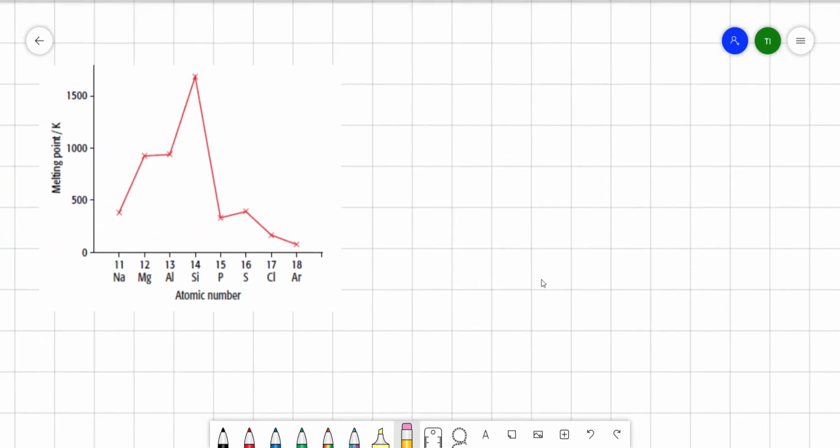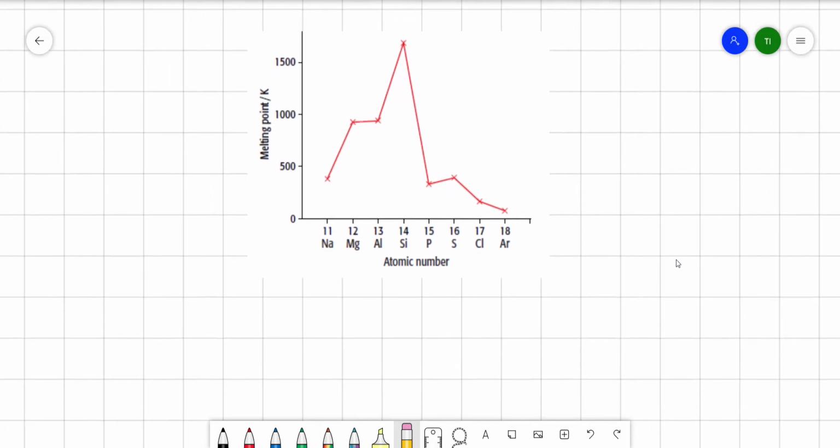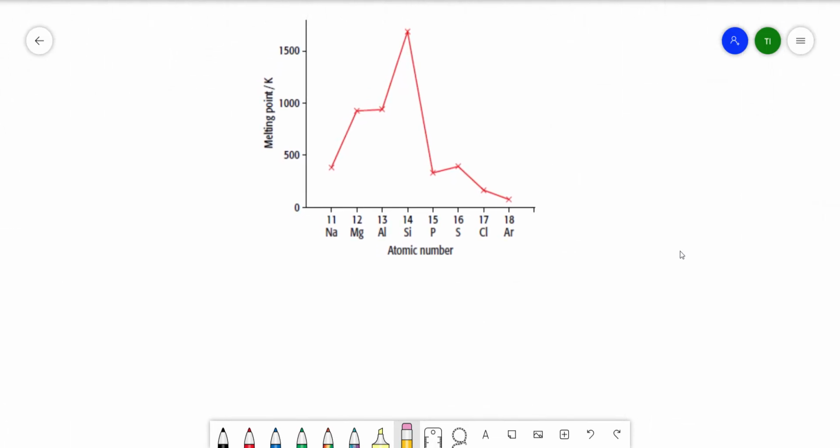And for this, I have taken a graph directly from your textbook, the chemistry textbook that's given to everyone. There are PDFs available online as well if you do want. If I find it, I'll link it in the description of the video. Anyway, so this is the trend in melting points across the third period.